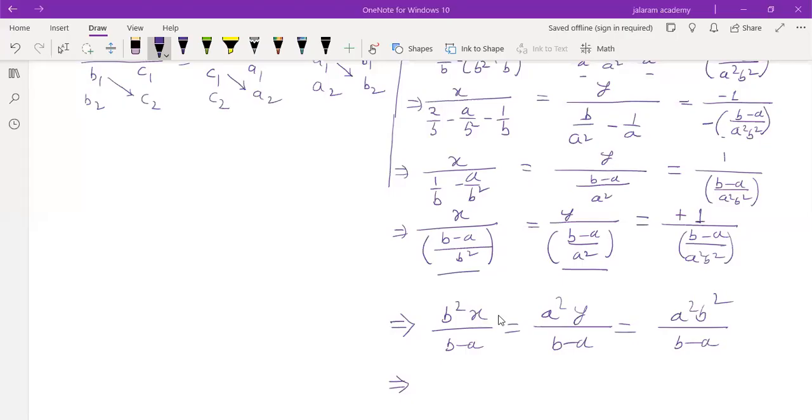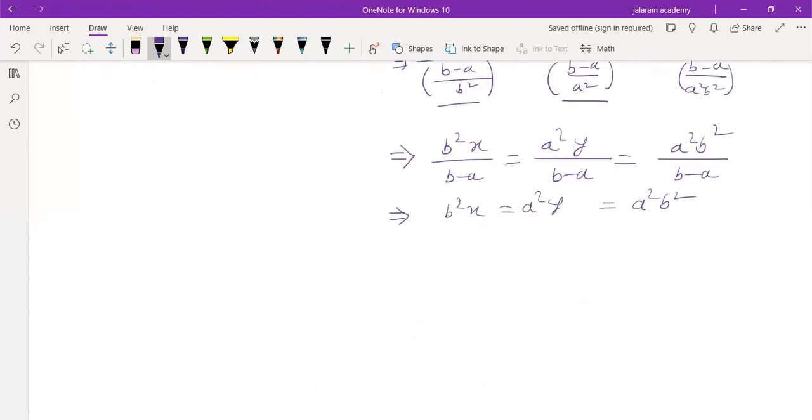What will be the next line? So we will take the first part and the third part. No, first b minus a will be cancelled out from all the denominators. So what will be the next line? So b square x is equal to a square y is equal to a square b square. Understood?